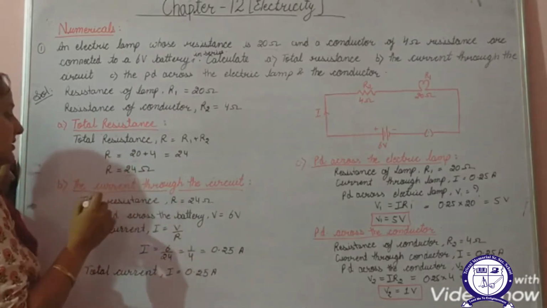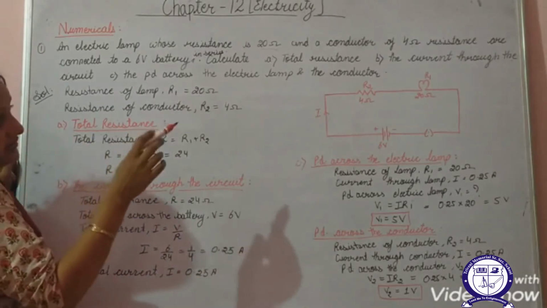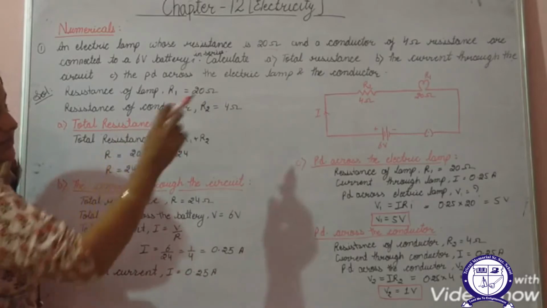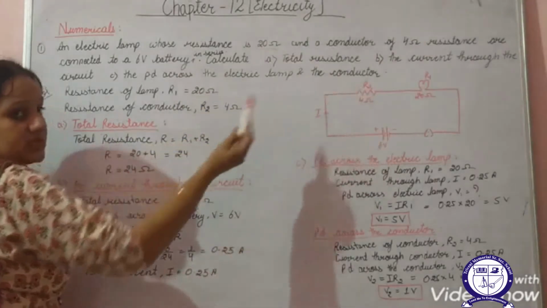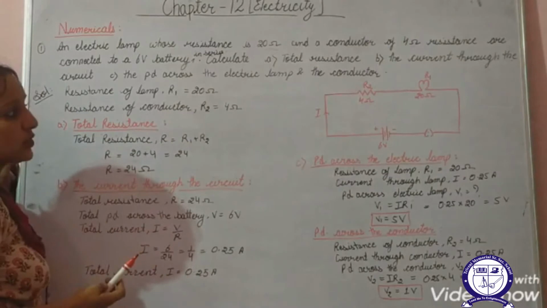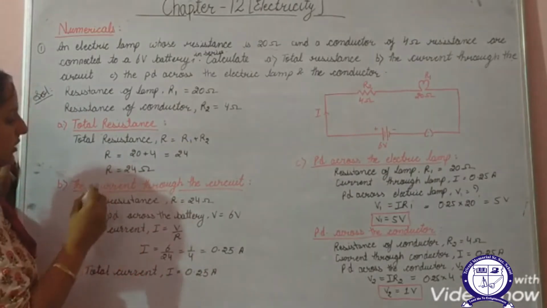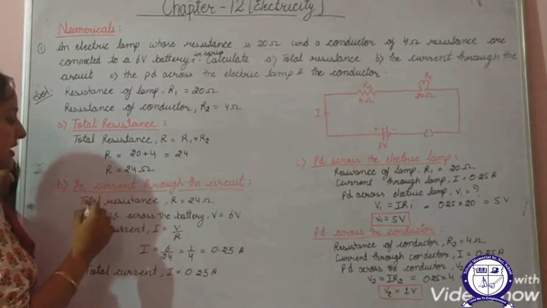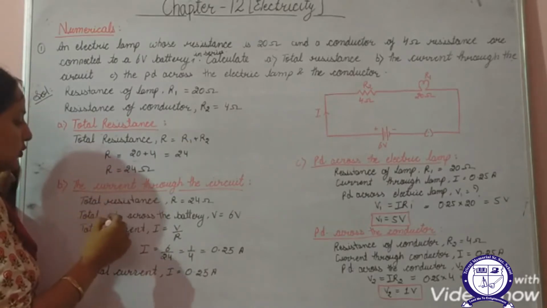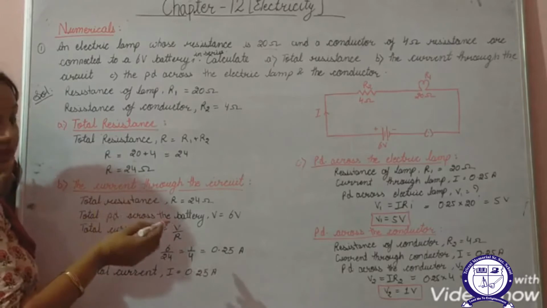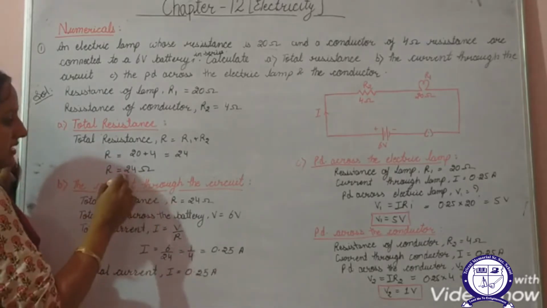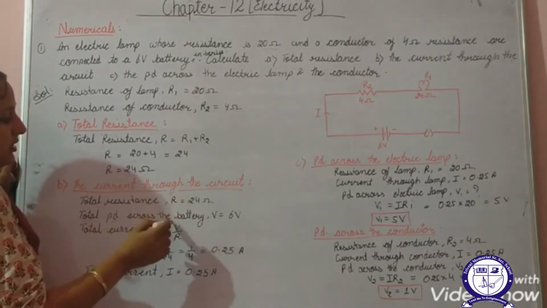Next is the current through the circuit. We know that in series the current flowing across the different resistors will be the same as the total current flowing in the circuit. So we'll calculate the total current. For calculating total current, we'll require the value of total resistance and the total potential difference across the battery. Total resistance here we have calculated as 24.